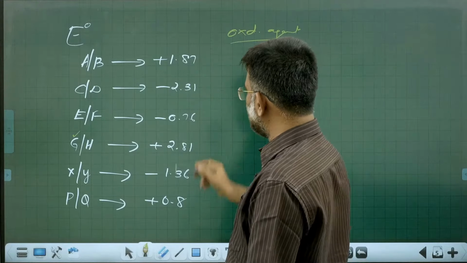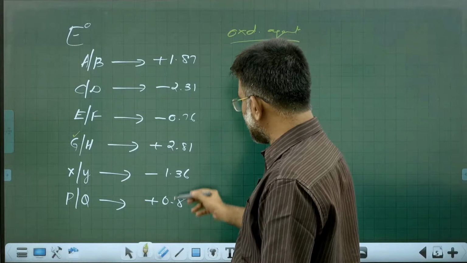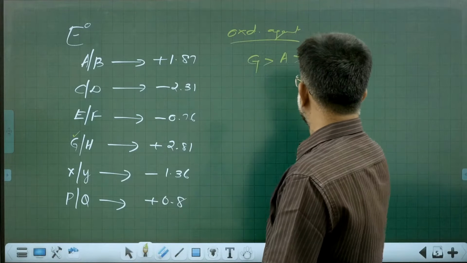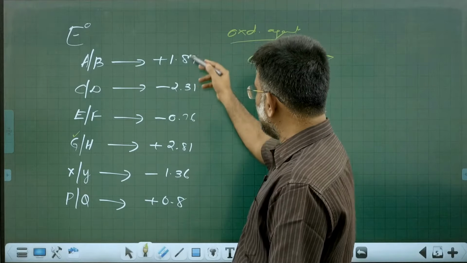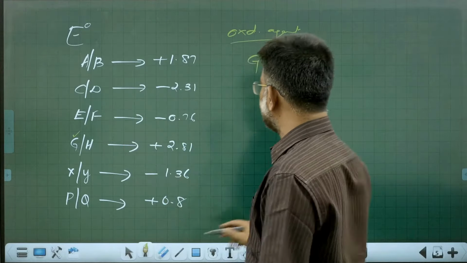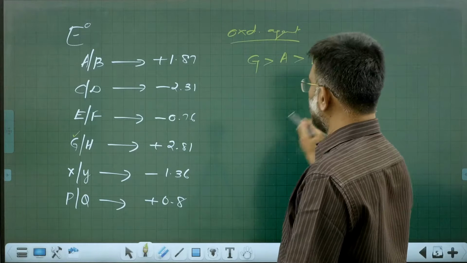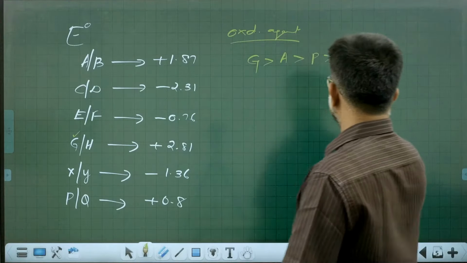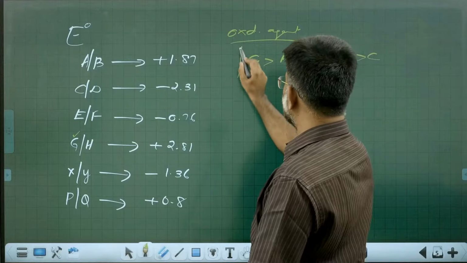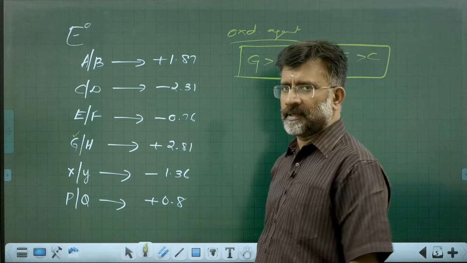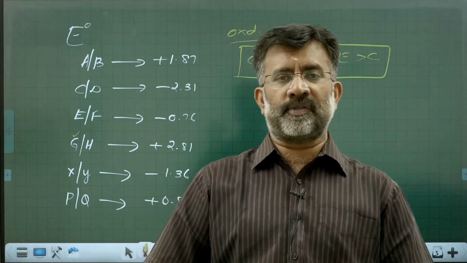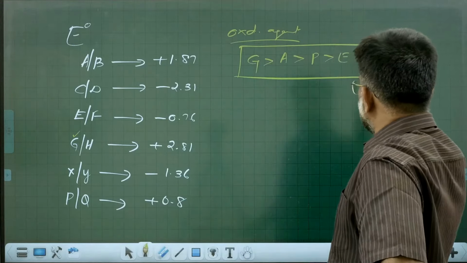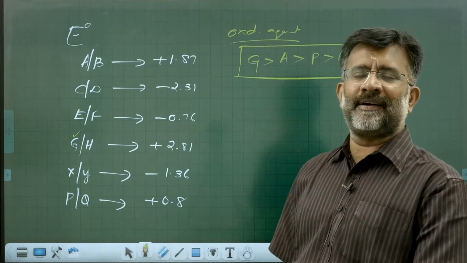Who is next? Next high positive. It is P. Then after this it is E, and last will be C. This is the order of oxidizing agent strength. G is in the list, G is a powerful oxidizing agent and C is a weak oxidizing agent.